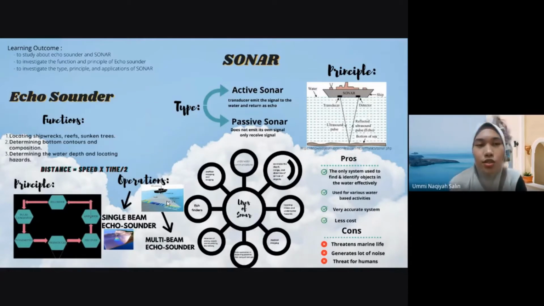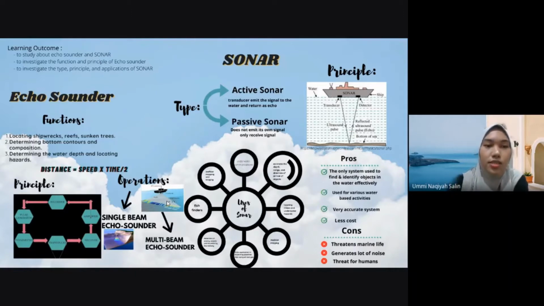As we all know, echo sounder can measure the water depth, so it can reach the bottom of the sea. So it can locate shipwrecks, sunken trees, or reefs under the water. The second one is determining the bottom contours and composition. It is to recognize soft mud, gravel, sand, and rock, such as in bathymetry. And the third one is determining the water depth and locating hazards. It is to prevent any collisions in navigation with unseen underwater rocks or reefs.